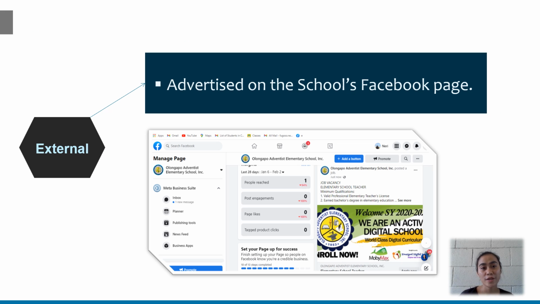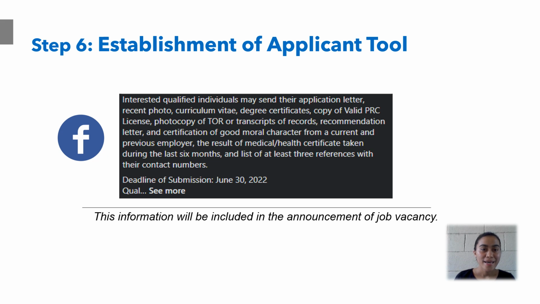For our external recruitment, we post a brochure and link on the Facebook page where teachers who are willing to apply can access, since we have our school's Facebook page for Pure Adventist Elementary School. Step 6, establishment of applicant tool. This information will be included in the announcement of job vacancy posted in the Facebook page.